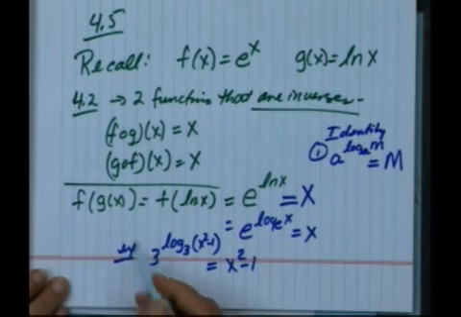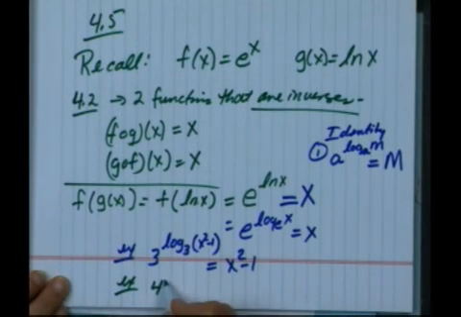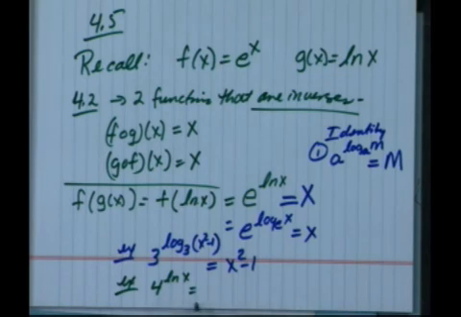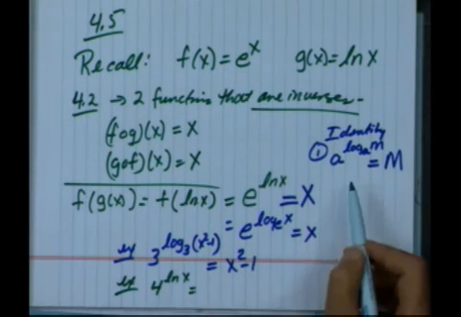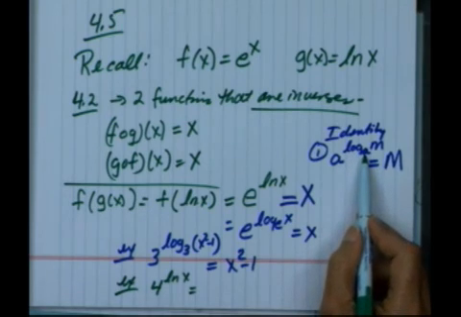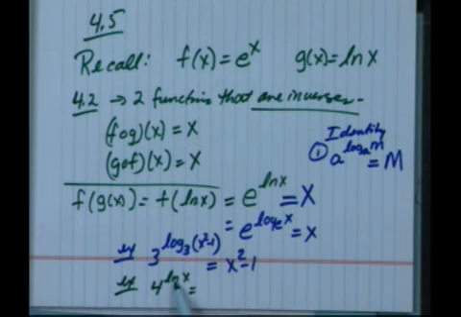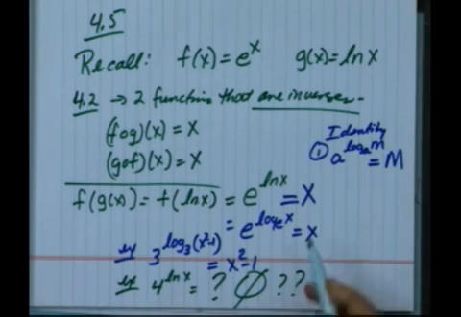Suppose I have 4 raised to the natural log of x. Do we know what this is equal to just looking at it using the identity? Is this equal to x? Is this equal to ln of x? Does this fit the rule? No. A to the log to the base a of m? It's log to the e. No, it's log to the e. Okay, so we don't know what this is, because it doesn't fit the identity.